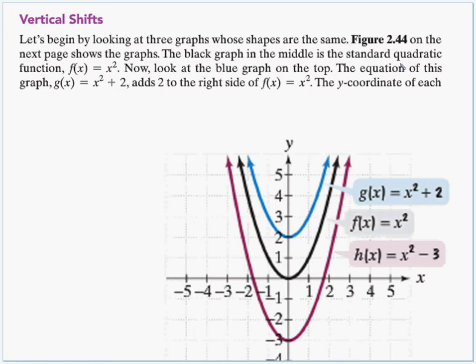The black graph in the middle is the standard quadratic x squared. So here's x squared, and that is the black inked graph here. It goes through the origin. It's our parabola opening up. Look at the blue graph now on top of it. The equation for this is the same x squared, but then we have a +2. The +2 shifts us up vertically 2 units. And then they also have here a different color graph, x squared -3. The +2 is changed to a -3.